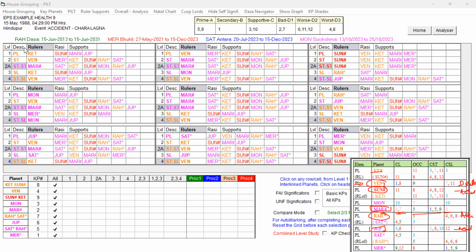So Rahu in the star of Jupiter. And just a minute, let me take the pen. Just a minute. Yes.